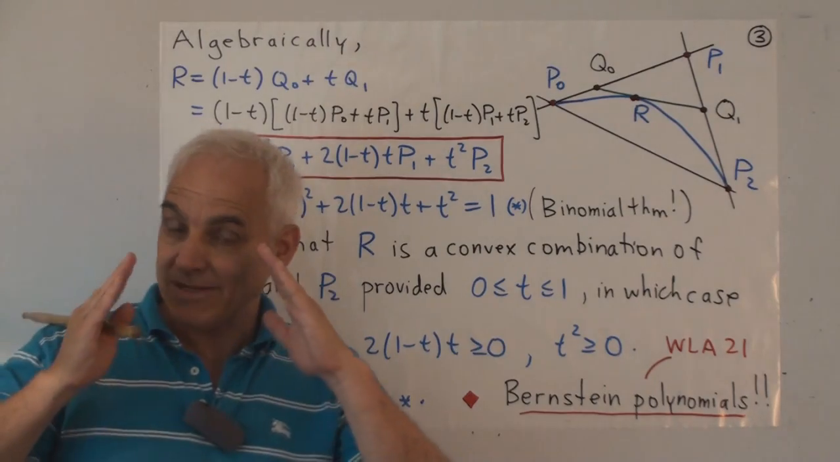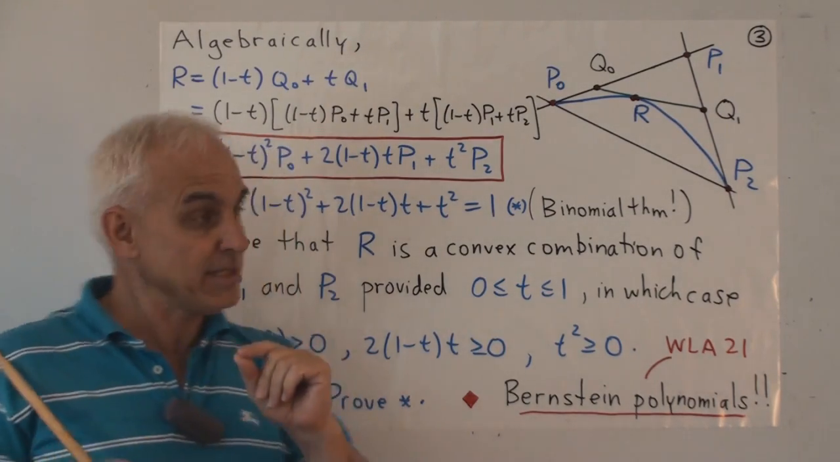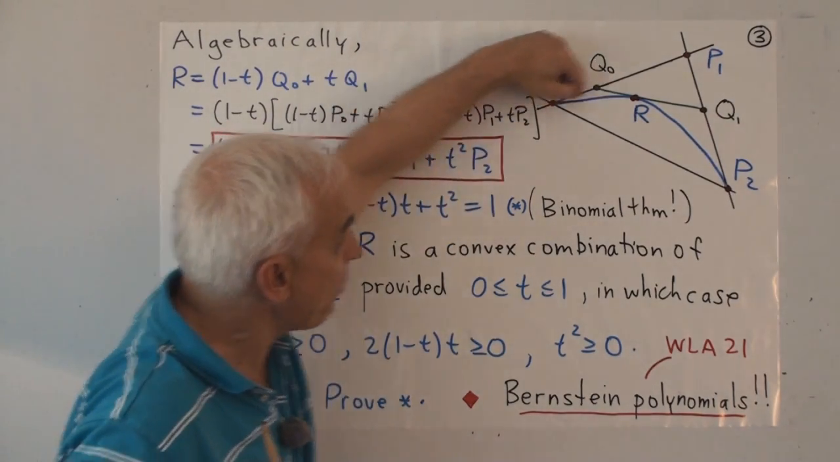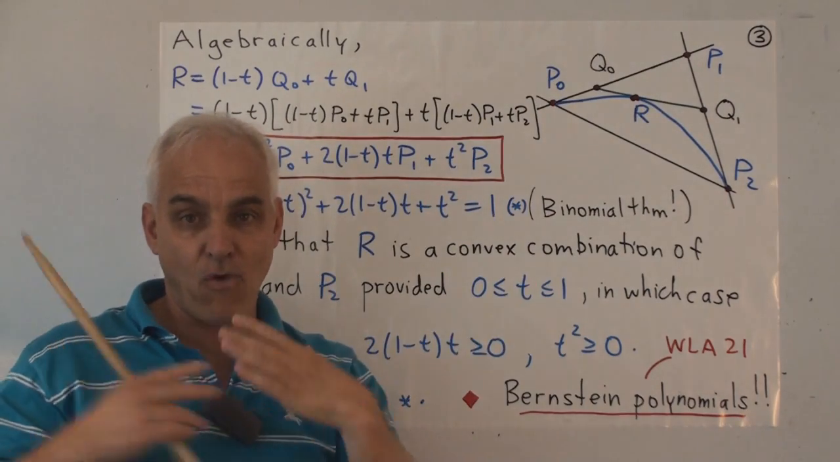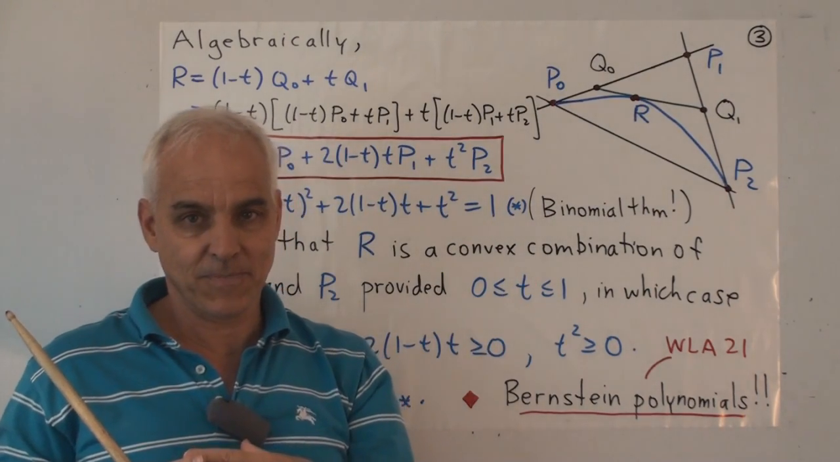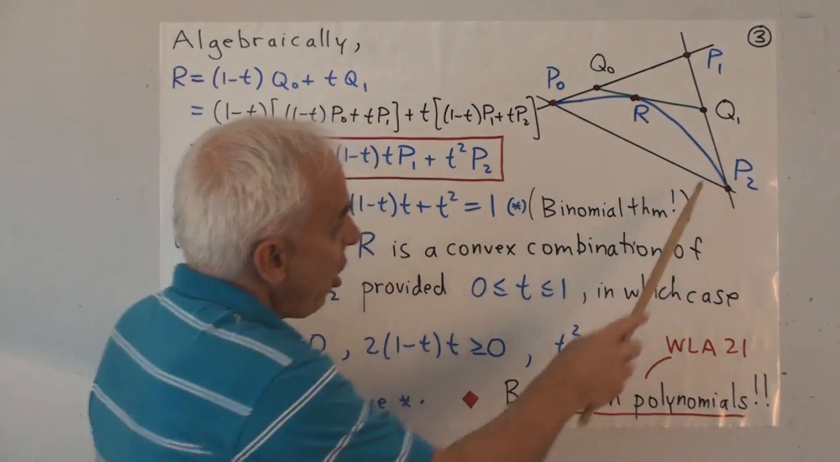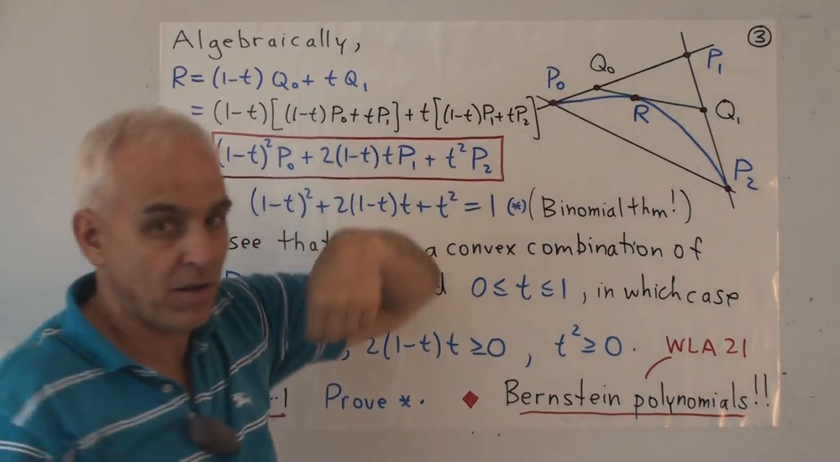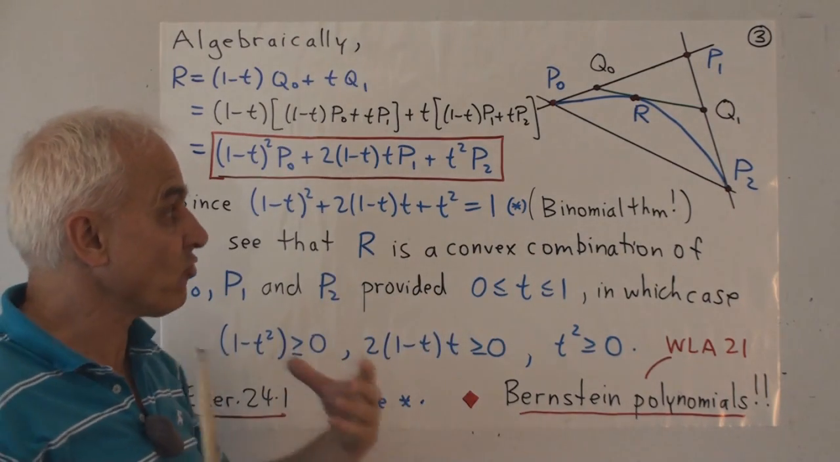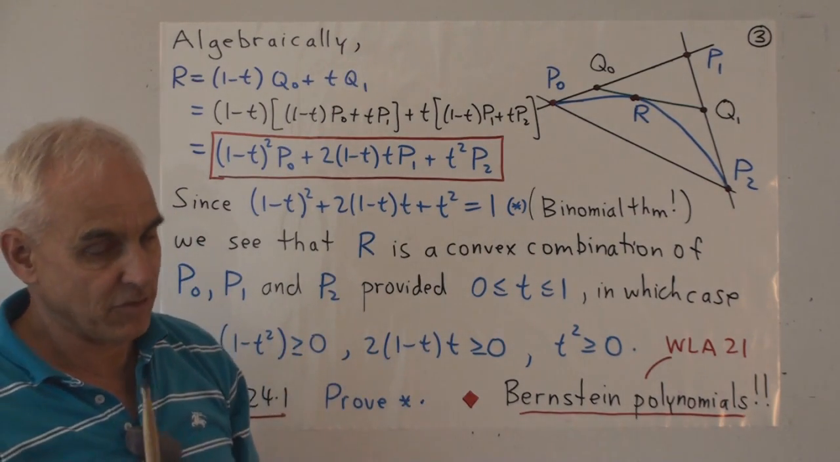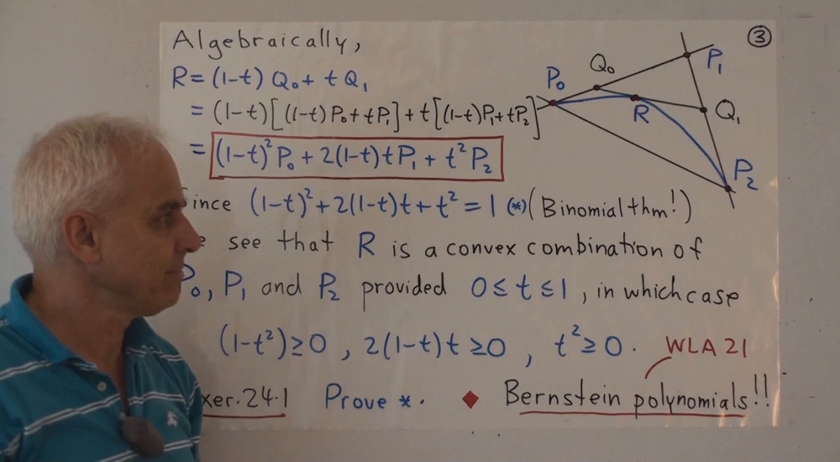And we know what that means geometrically. It means that the point R is somewhere in the triangle formed by those 3 points. When t is between 0 and 1, this curve is always contained in the triangle formed by the 3 control points P0, P1, and P2.